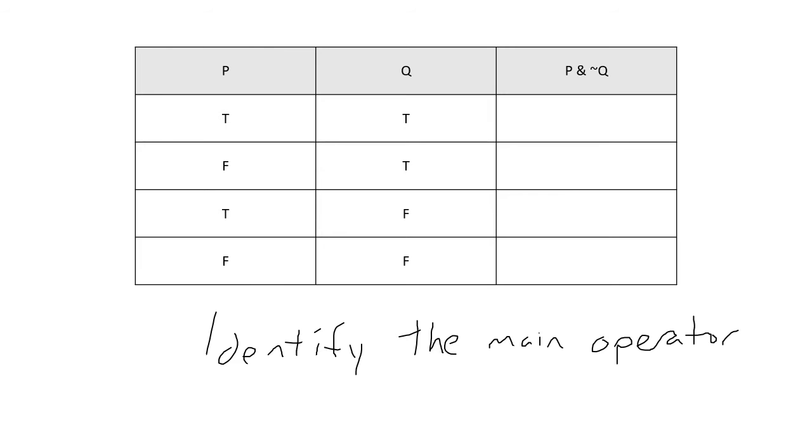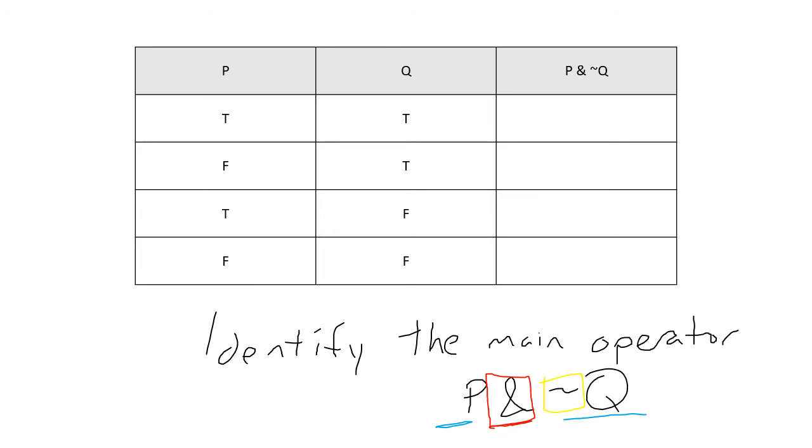And so here we've got 2 different ones. We have P ampersand tilde Q. And here, the main operator is our ampersand, because an ampersand has to have a left and a right conjunct. So here's my left conjunct, here's my right conjunct. And so the smaller operator here is the tilde. So what I have to do is determine the value of tilde Q before I can do the value of P and tilde Q.